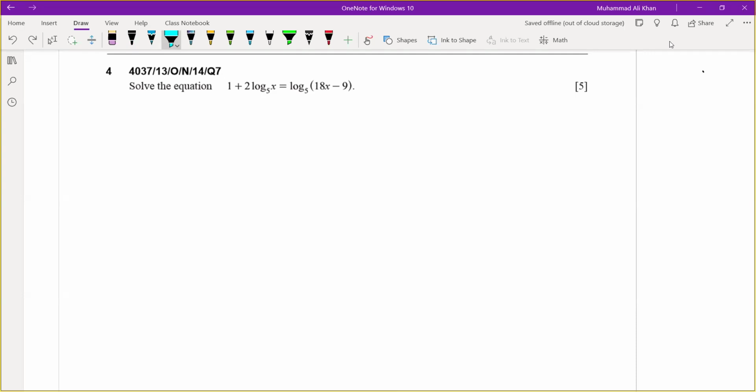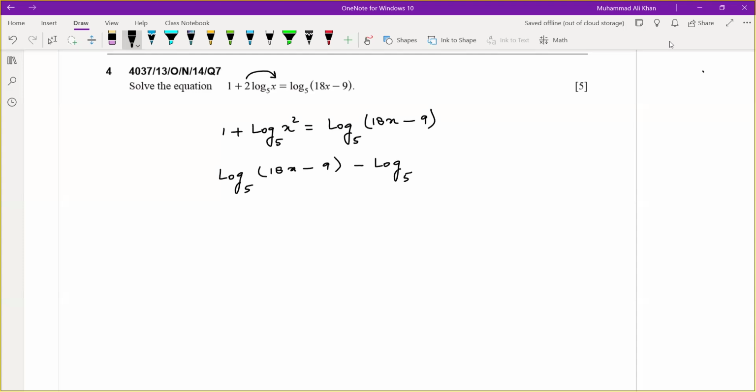अब आप देखिए, फर्स्ट तो मैं ये लिख रहा हूं, 1 प्लस लॉग से पहले जो एलिमेंट होता है वो पावर में जा सकता है. 1 plus log 5 x squared equals to log 5 18x minus 9. So now I'm writing here log 5 18x minus 9. log 5x स्क्वायर को राइट साइड पर लेके जा रहे हैं, तो माइनस log 5 x स्क्वायर इक्वल्स टू 1. 1 लेफ्ट साइड पर था, मैंने राइट साइड पर लिख दिया, वो कोई इशू नहीं.